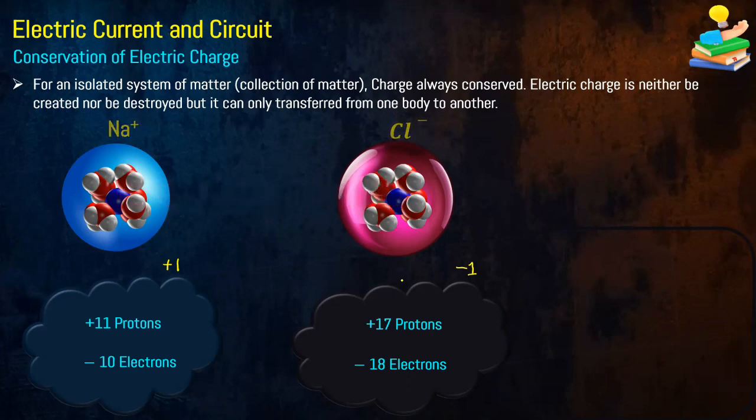So we proved that the net charge of the system is always the same. Understood? Always constant. There is no destroying or creating of electric charge. Electric charge can neither be created nor be destroyed, but it transfers from one body to another body. Here we have seen the transfer of an electron from the sodium atom to the chlorine atom and the formation of Na plus and Cl minus. This is all about the law of conservation of electric charge.